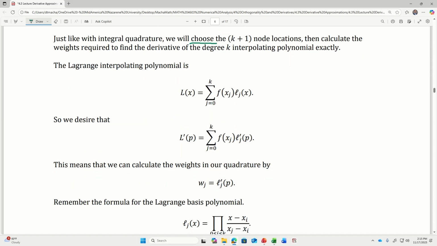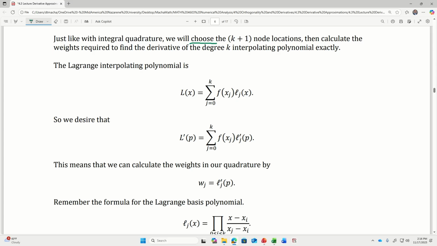So if I take the Lagrange interpolating polynomial, which is just the function values at the nodes times the Lagrange basis polynomials all added up. And what I'm trying to find is not the integral, but the derivative of this Lagrange interpolating polynomial evaluated at some point p where I want to know the derivative. Then, okay, take the derivative of this, and the only function that has an x is the Lagrange basis polynomial, so we take the derivative of those, and then we plug in x equals p.